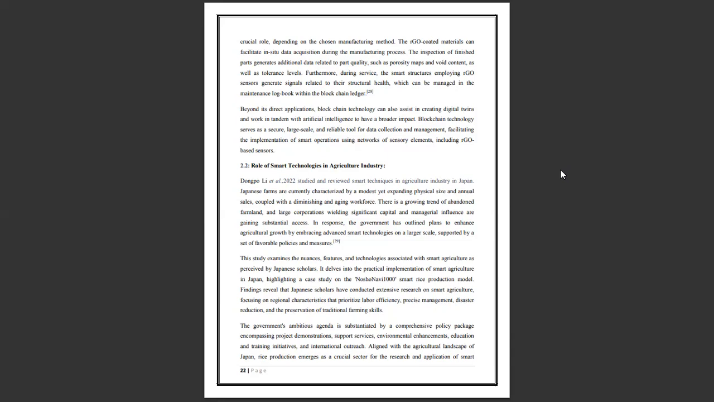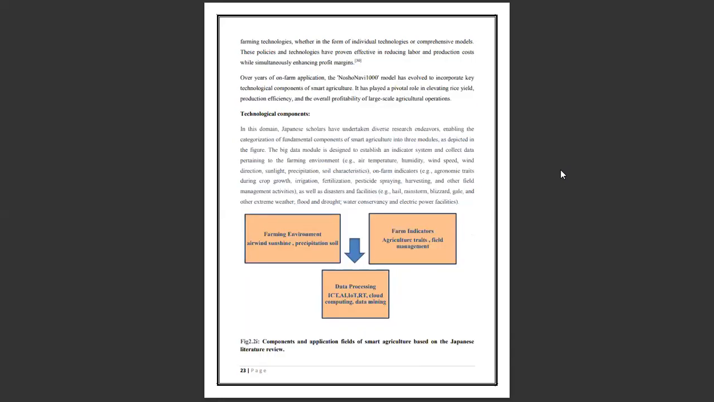and international outreach. Aligned with the agricultural landscape of Japan, rice production emerges as a crucial sector for the research and application of smart farming technologies, whether in the form of individual technologies or comprehensive models. These policies and technologies have proven effective in reducing labor and production cost and simultaneously enhancing profit.